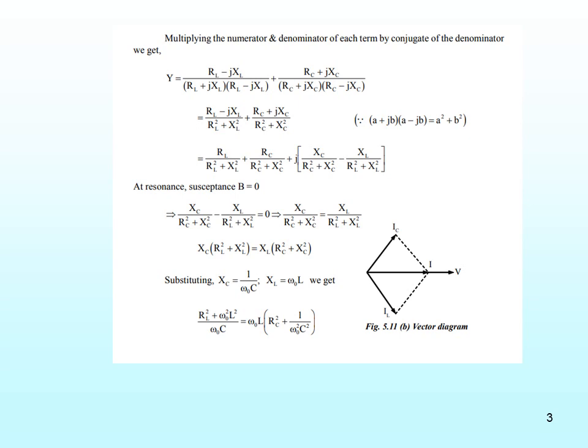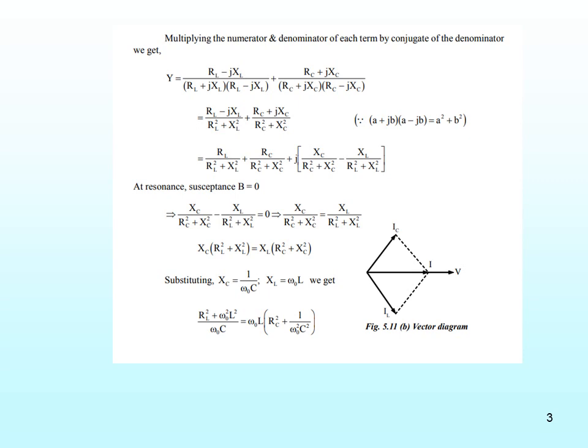So XC by RC squared plus XC squared minus XL by RL squared plus XL squared equal to 0. So XC by RC squared plus XC squared equal to XL by RL squared plus XL squared. So cross multiply the term, we got XC into RL squared plus XL squared is equal to XL into RC squared plus XC squared.